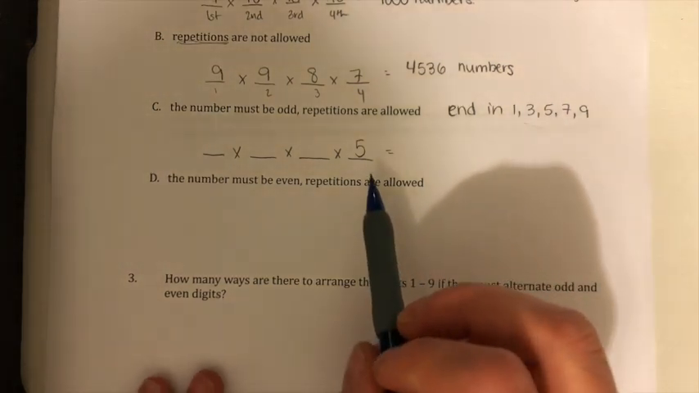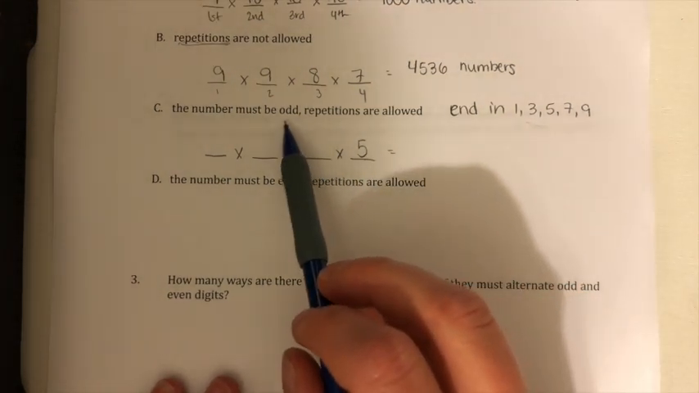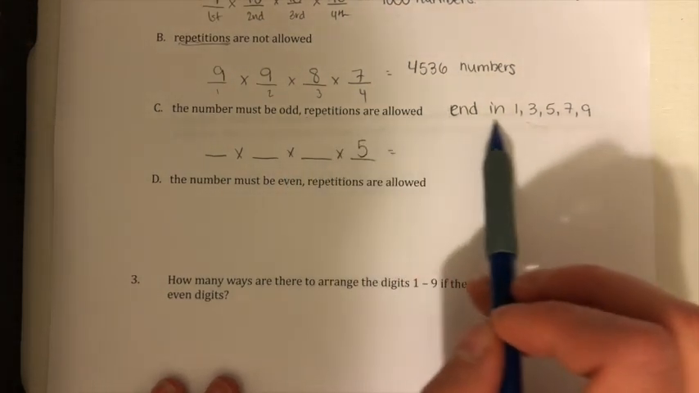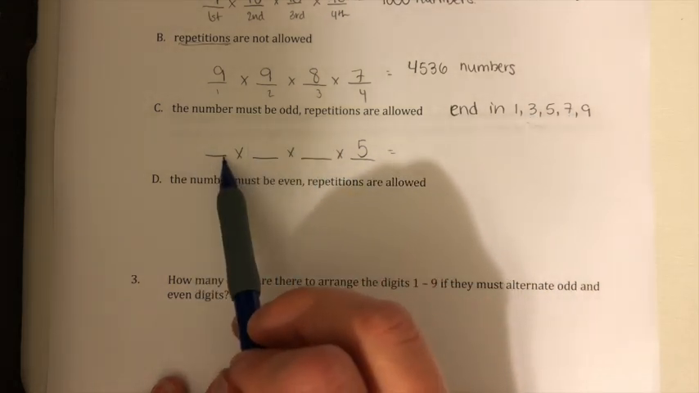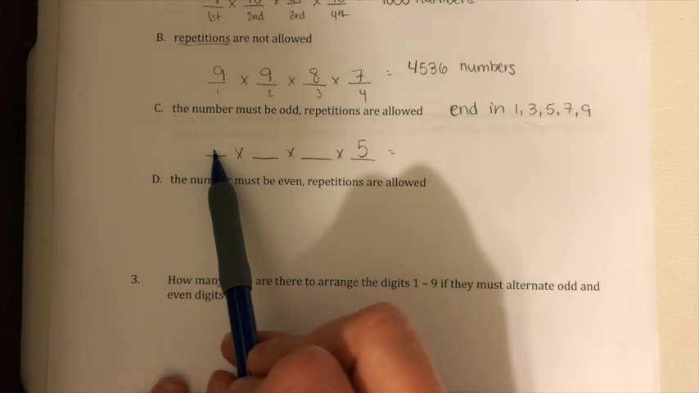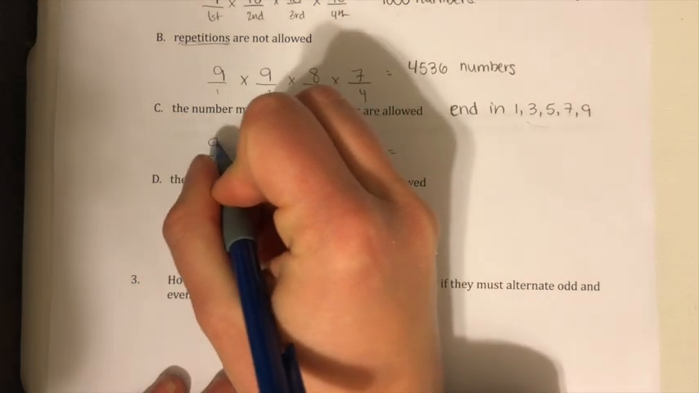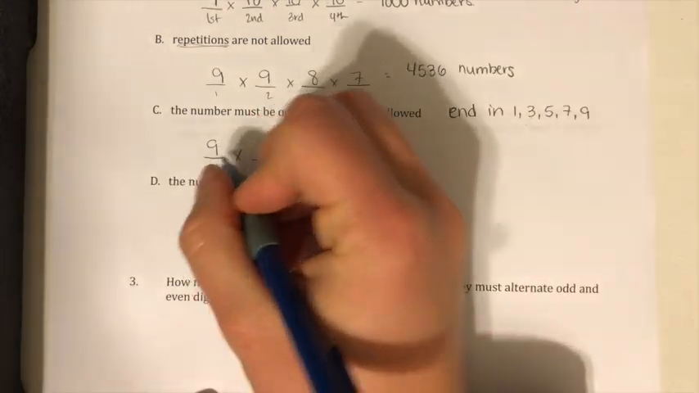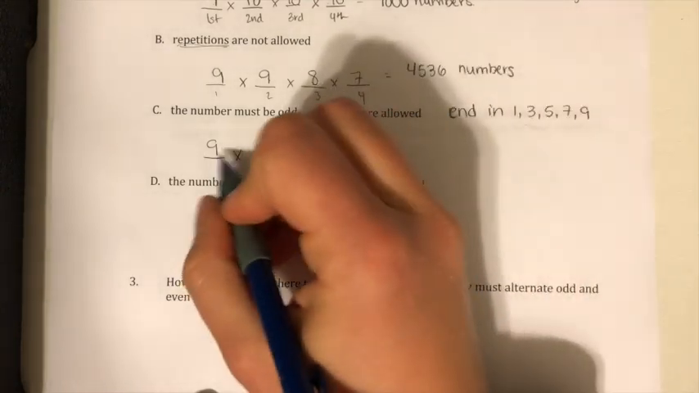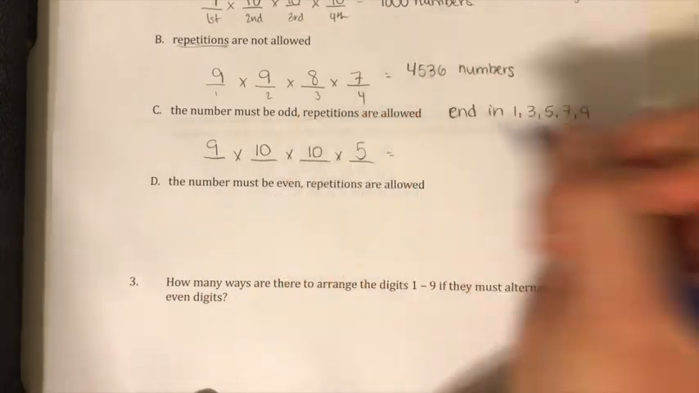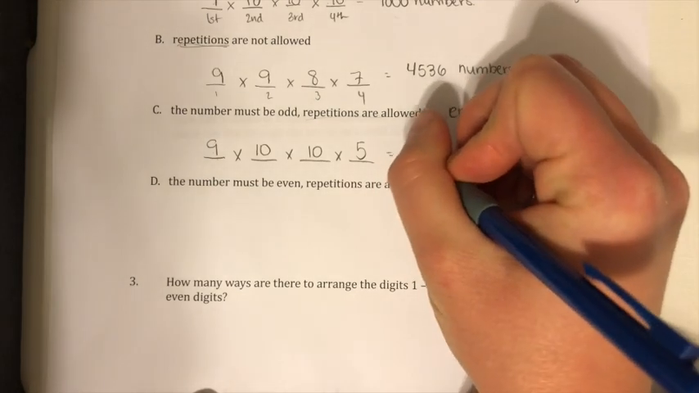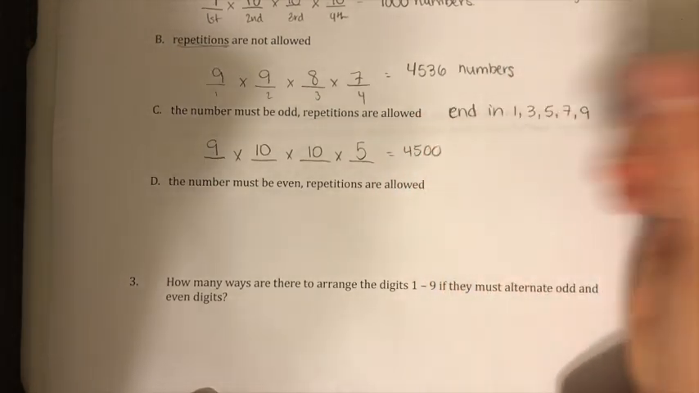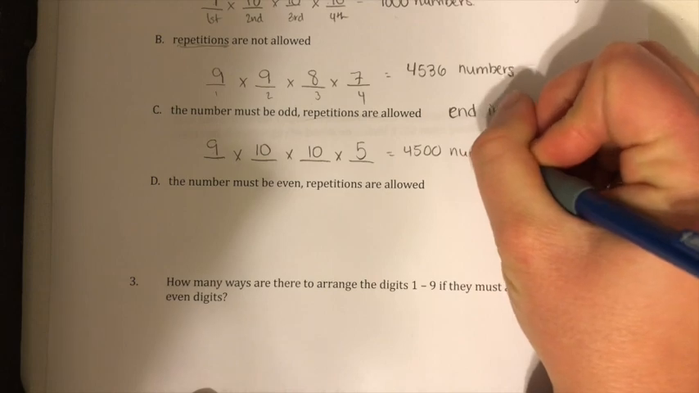If we have repetitions allowed, that means we could pick one of those 5 numbers again for any of these spots. So then we just have to say, okay, how many numbers can go in the first spot? This can only be 9, because it can't be a 0. These ones could be a 9, or the ones that have already been picked, so there's all 10 options in the middle. So 9 times 10 times 10 times 5 is 4,500 different numbers.